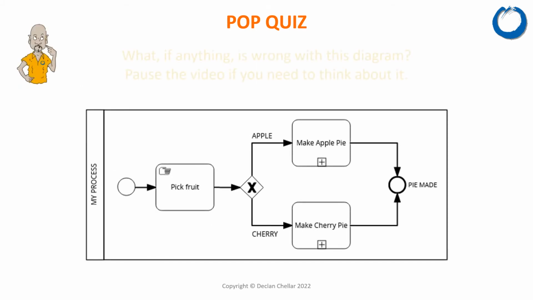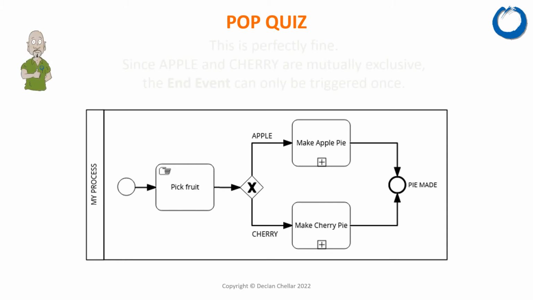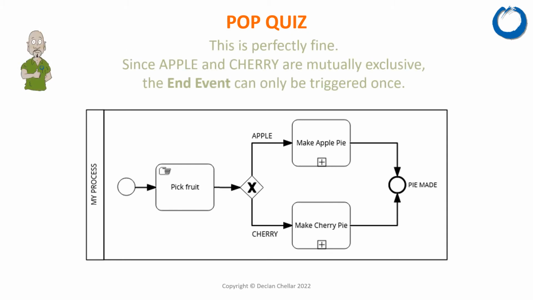What, if anything, is wrong with this diagram? Pause the video if you need to think about it. This is perfectly fine. Since apple and cherry are mutually exclusive, the end event can only be triggered once.